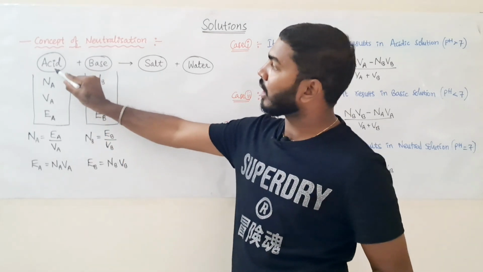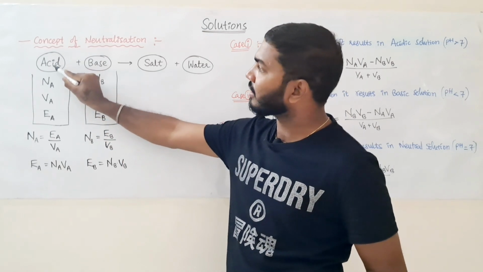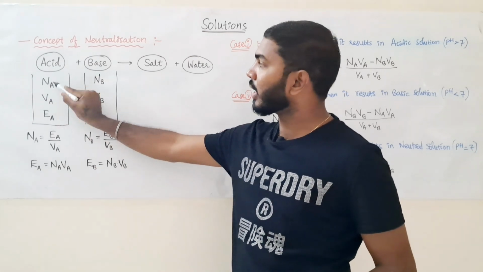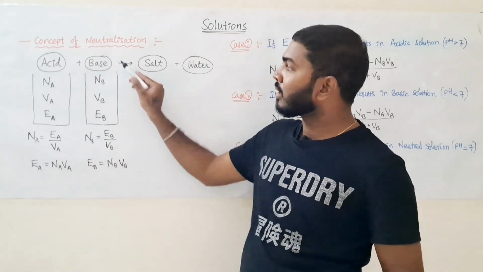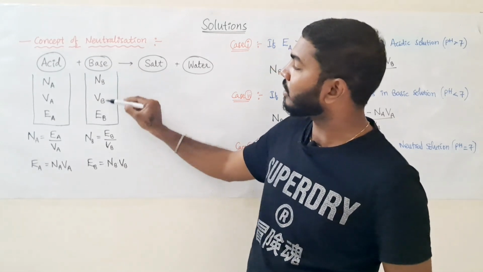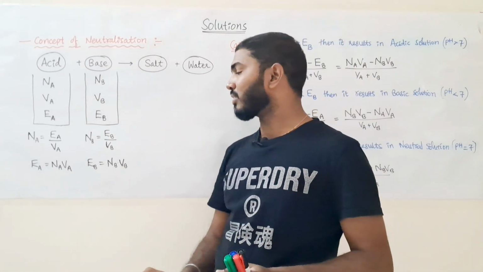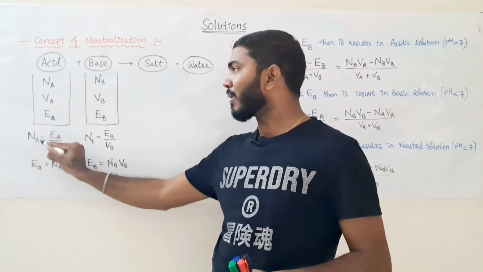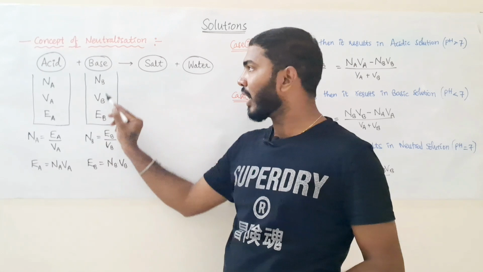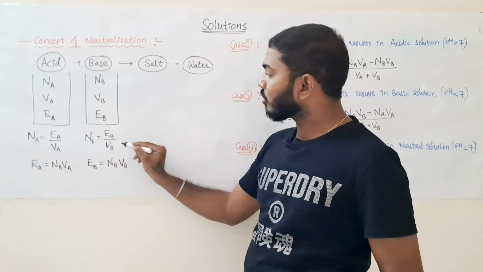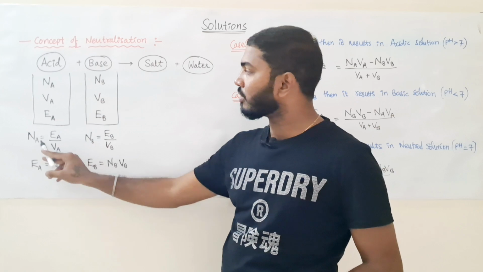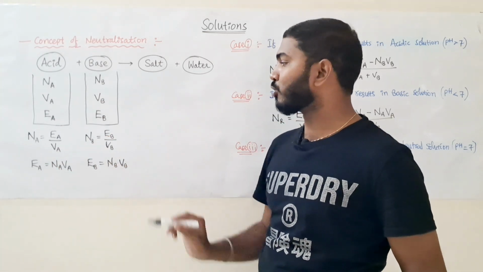So let us just consider for acid, I am considering the normality is Na, volume is Va and then equivalence is Ea. And then for base, Nb for normality and then Vb is the volume of the base, Eb is the equivalence of the base. And now if we apply the formula of normality to this acid, that is Na is equals to Ea by Va, and then for base, Nb is equals to Eb by Vb. And now we can write down the cross multiplying Ea is equals to NaVa, Eb is equals to NbVb.